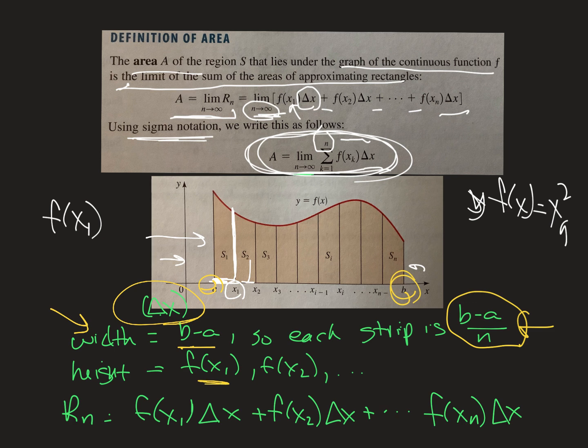The height is going to be f of x1, f of x2, f of x3. It's going to keep going like that. And then to find our area, which is R sub n, it's the height times the change in x, all the way to the n. Okay, so that's how we're going to roll.